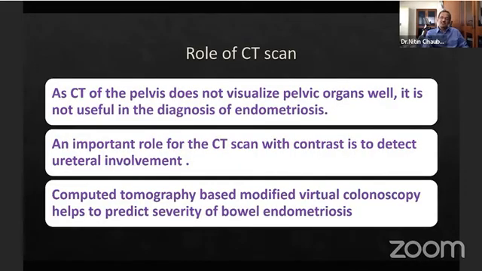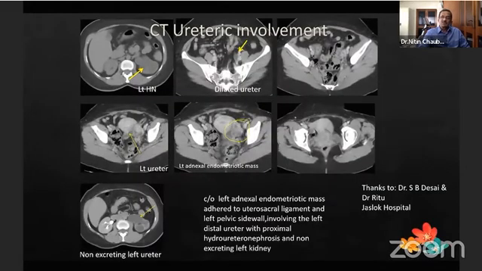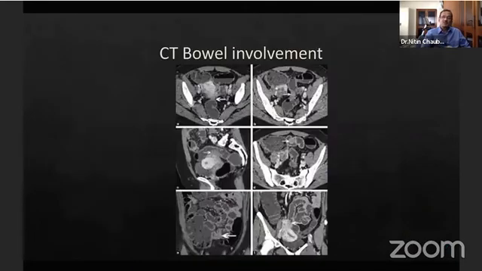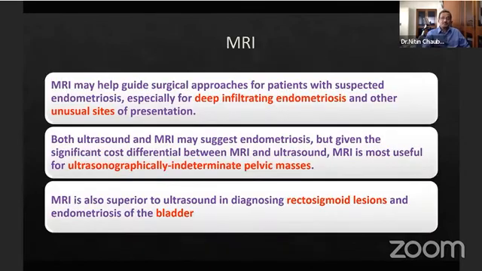Now, when it comes to CT scan, as far as the pelvis is concerned, honestly, CT has a lot of limitations. First of all, the resolution of CT is not as good as ultrasound. But where it can be useful in endometriosis is looking at involvement of the ureter and the kidneys. So CT gives us a broad perspective of the entire abdomen and goes beyond the range of the transvaginal probe as far as the field is concerned. That's an advantage, but otherwise, resolution-wise, we have no advantage over ultrasound.